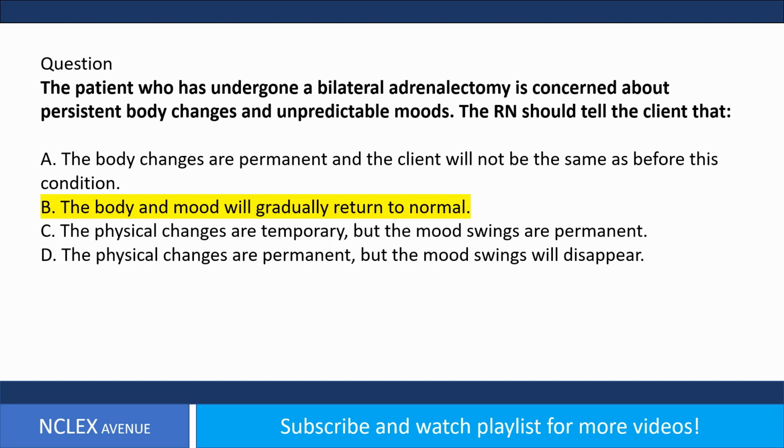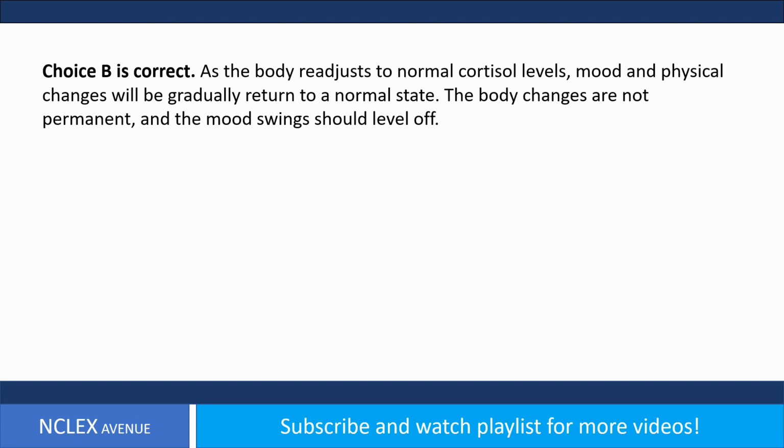Answer. Choice B is correct. Explanation. As the body readjusts to normal cortisol levels, mood and physical changes will gradually return to a normal state. The body changes are not permanent, and the mood swings should level off.